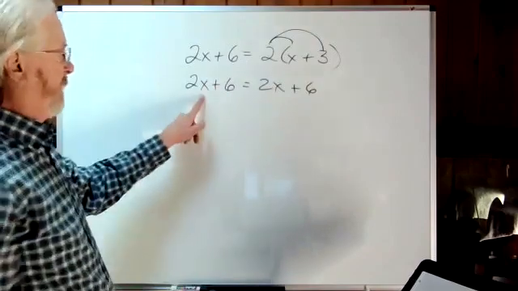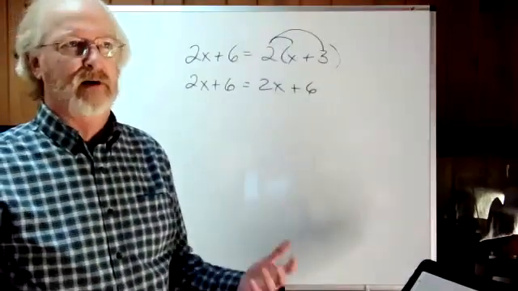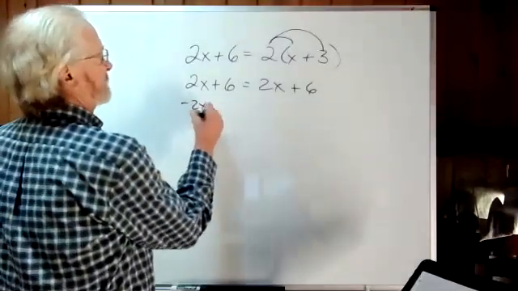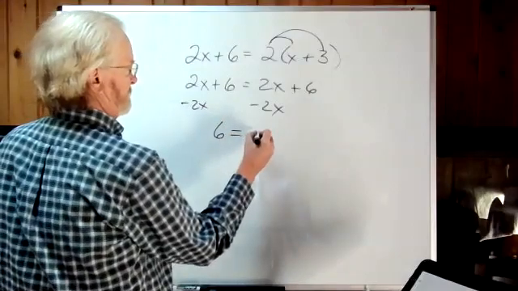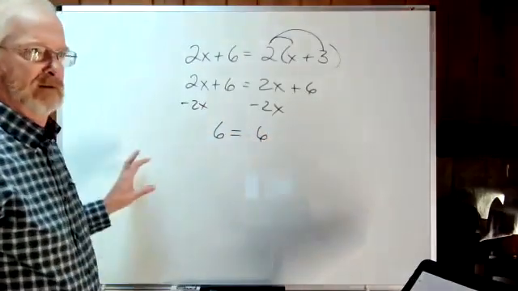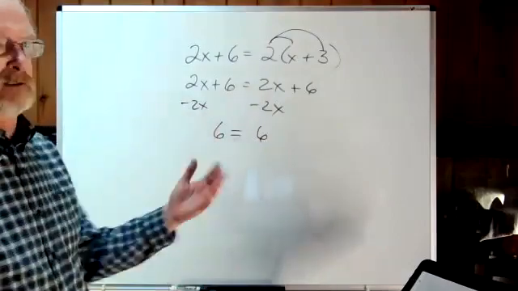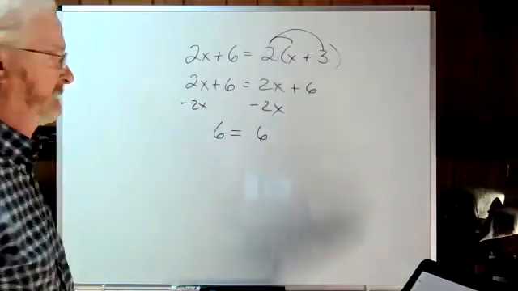Well, it means no matter what number I put in for x, it's always true. This will always be true. And I can play around with it and say, what if I move all the x's? I get 6 equals 6. Yeah, that's always true. Or if I move all the 6's, I get 2x equals 2x. x equals x. Oh, it's always true.